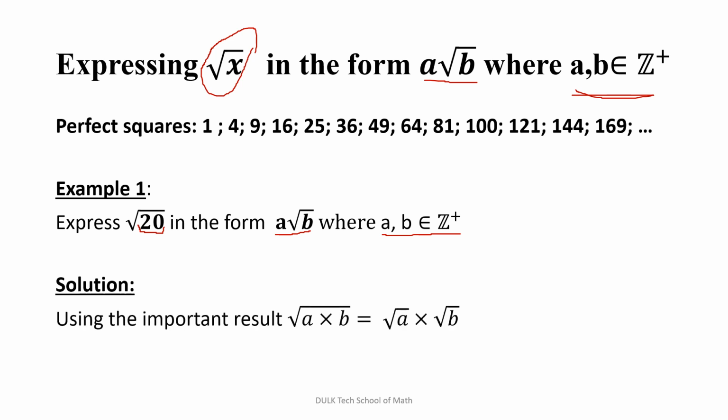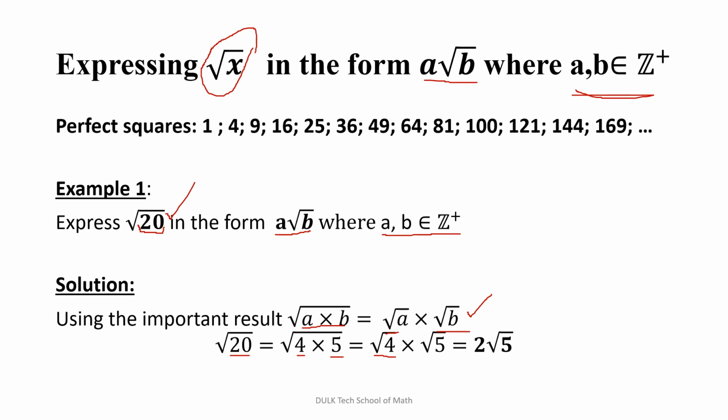So we are going to use this important result that we discussed in our previous video, that the square root of a times b is the same as the square root of a times the square root of b. We are going to express 20 as the product of 4 and 5, like this. The square root of 20 is equal to the square root of 4 times the square root of 5. Using this very important result, we can distribute the square root, finding the square root of 4, multiplying the square root of 5.